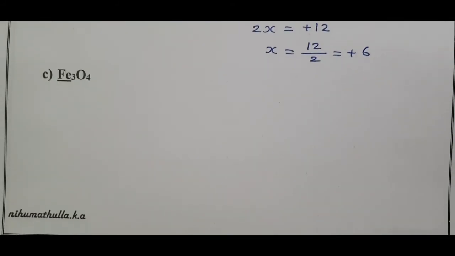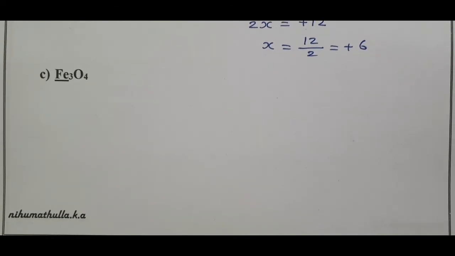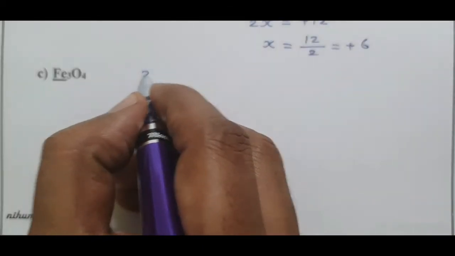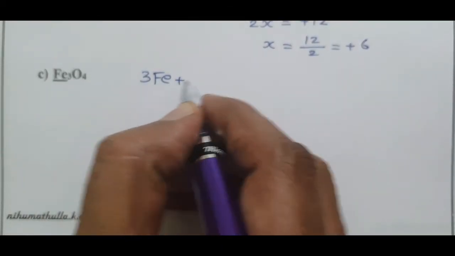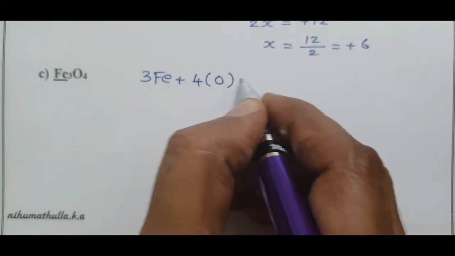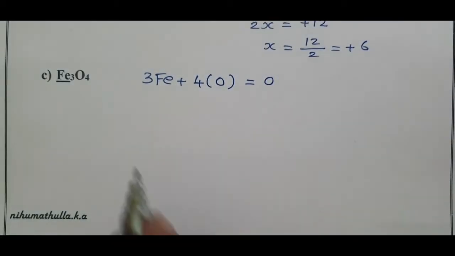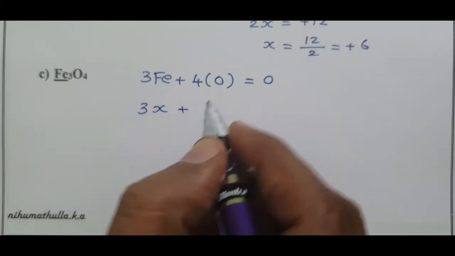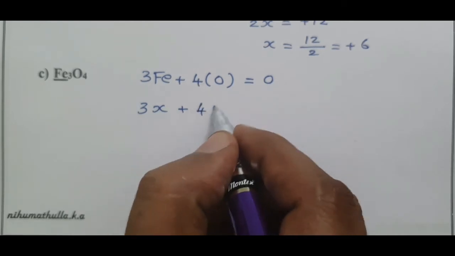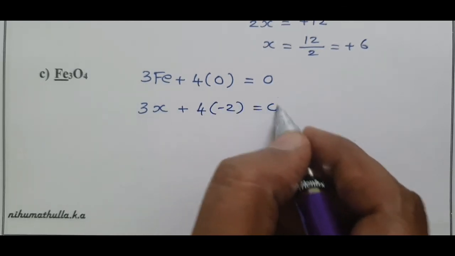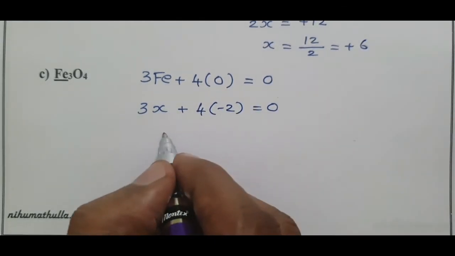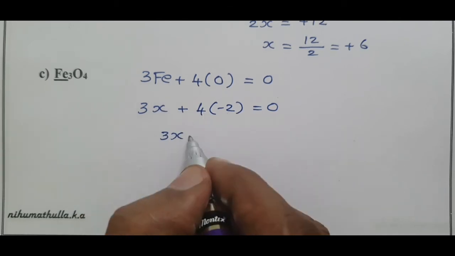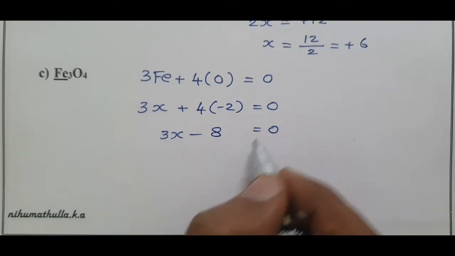Come to Fe3O4, a mixed oxide. The oxidation state of iron is a fraction. Now, Fe3O4 containing 3 Fe and how many oxygen? 4 oxygen. Sum of the oxidation states equals 0. 3 into, we have to determine the oxidation state of Fe, therefore x, plus 4 into oxygen oxidation state minus 2 equal to 0. 3x, 4 into 2 are minus 8, equal to 0.